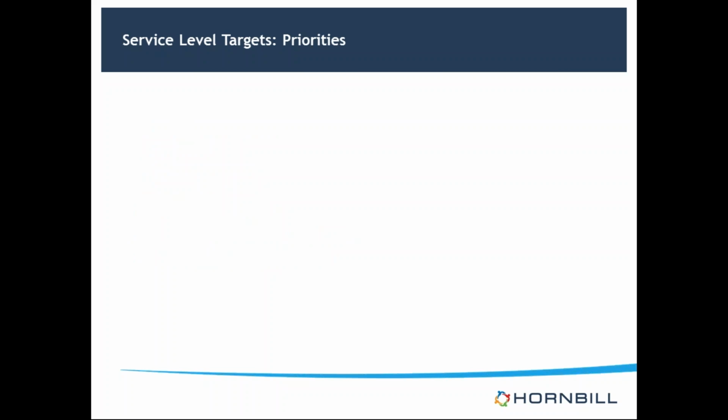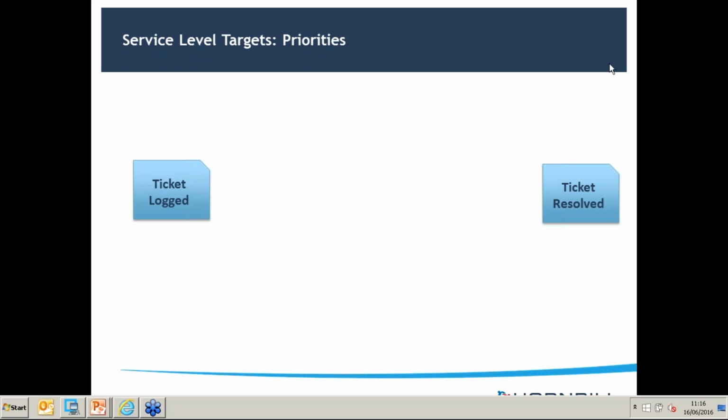A major part of SLAs, or service level agreements, are the service level targets, otherwise known as priorities. Let's take a scenario here. A customer logs a ticket with us, and we have a target resolution time. So the ticket gets logged and the ticket gets resolved at some point in time.